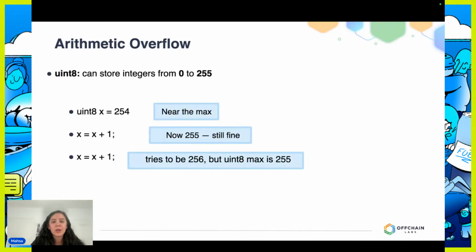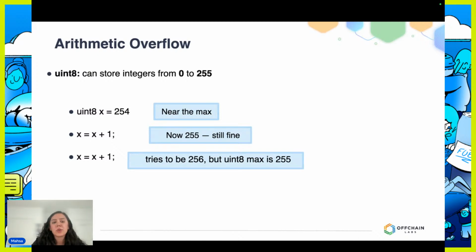So I brought some examples for you because I thought it's easier to explain like that. Let's take the uint8 Solidity type as an example. These types can only store integers from 0 to 255. So you want to use it in your code. You have variable x of type uint8, and you set it to 254. It is near the max the type can store, but it's fine. You increment it by 1. It is now 255, the maximum, but it is still fine.